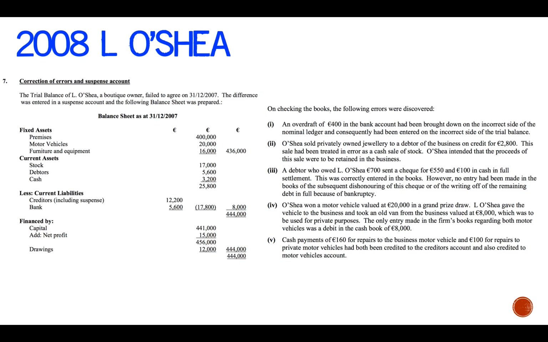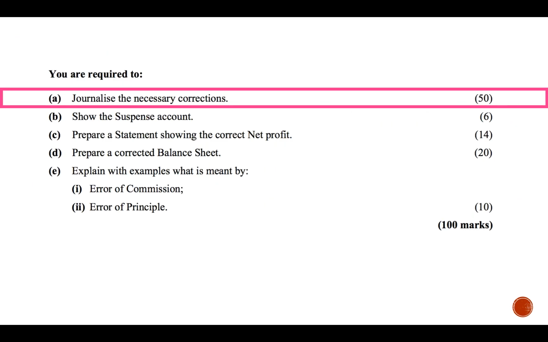The only entry made in the firm's books regarding both motor vehicles was a debit in the cash book of €8,000. Number 5 then, cash payments of €160 for repairs to the business motor vehicle and €100 for repairs to private motor vehicles had both been credited to the creditor's account and also credited to the motor vehicle's account. So you are required to, Part A, journalise the necessary corrections for 50 marks.